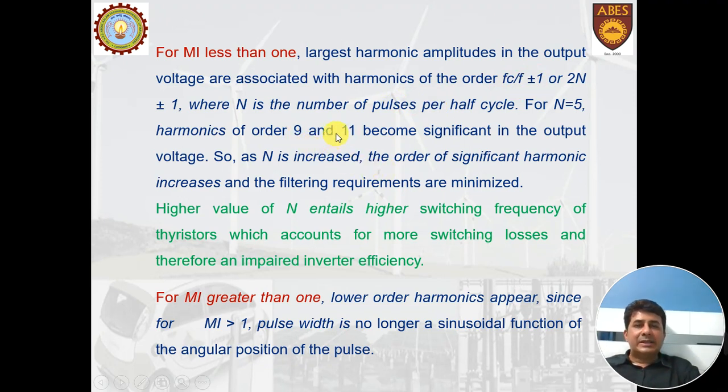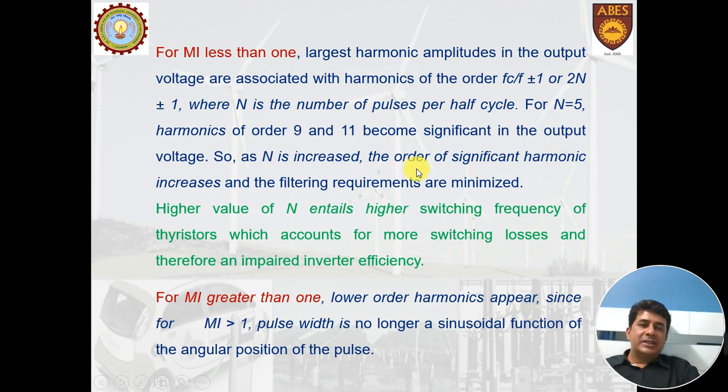So by this kind of SPWM, by this kind of modulation, and by keeping Mi less than 1, what you can do is increase the amplitude of these harmonics Fc by F plus minus 1, and by controlling the value of Fc, for any harmonic, you can select. Let us say you wish to eliminate 9 and 11, you keep the value of Fc as 10 and F as 1. So by doing this, the harmonics of the order 9 and 11 will become significant in the output voltage. Their amplitude will be increased.